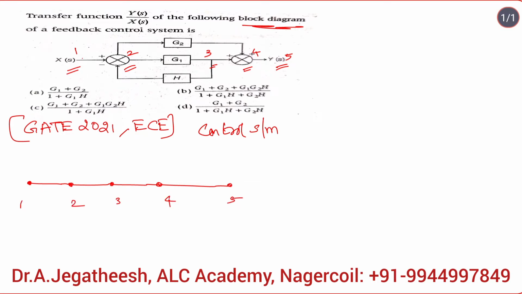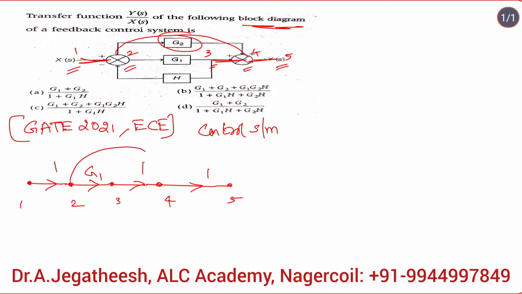From 1 to 2 you don't have any gain terms, so I can simply write 1. From 2 to 3 you have G1 as a gain term, so I can use G1 here. From 3 to 4 also you don't have any terms, I can use 1. From 4 to 5 also you don't have any gain terms, so I can use 1 here. Now from 2 to 4 you have a gain term G2.